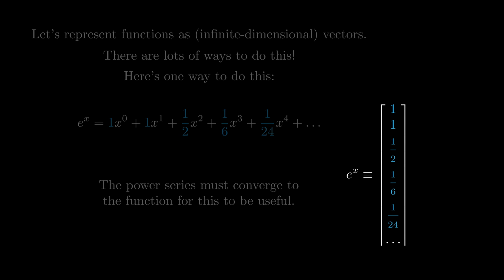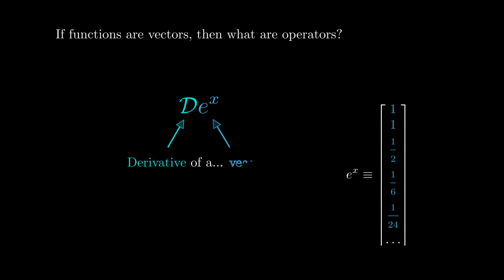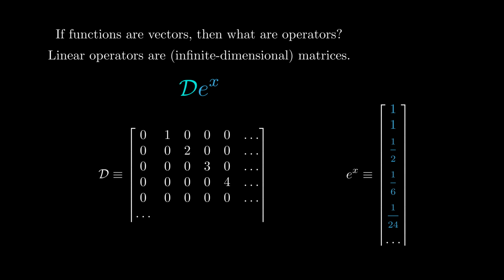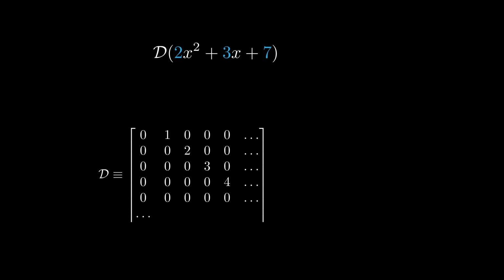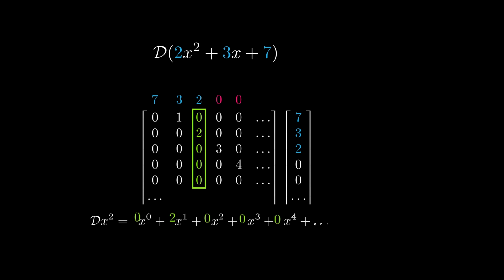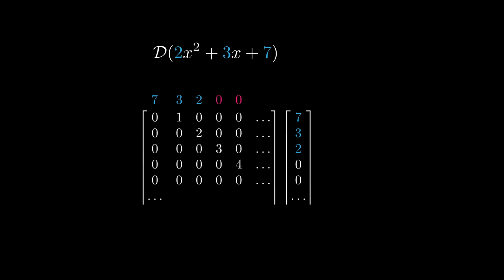But now we have a small issue. If the functions are now vectors, how do we take their derivatives or differences? Simple. We just treat a linear operator as an infinite dimensional matrix. For example, this is the matrix of a derivative. If we have a polynomial like this, then this is our vector. Multiply the matrix with it, and you will see that each row produces the derivative of that term. The final result is our derivative.